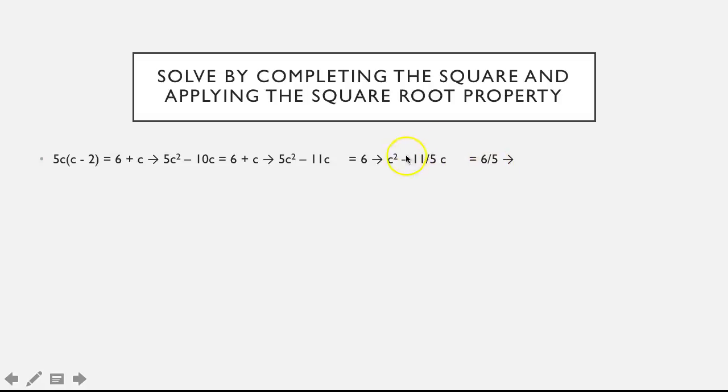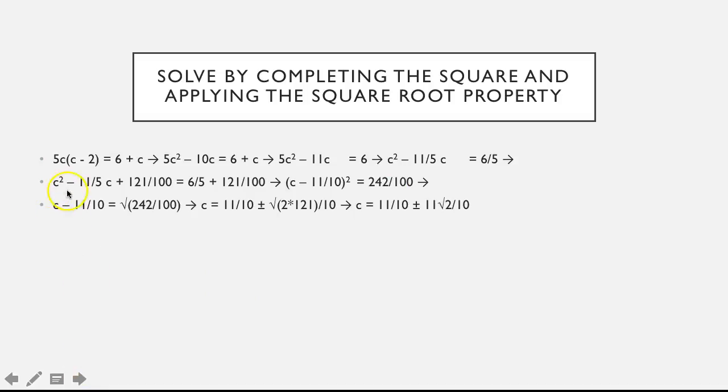Then the completing the square says you need to take the 11/5 and divide it by 2 and square it. And if you take 11/5 divided by 2, you get 11/10. So 11/10 squared is 121 over 100, and you need to add that to both sides of your equation. This part then factors into c minus 11 divided by 10, that power squared. And if you change this to 100, you're multiplying by 20, so you get 120 over 100, and 120 plus 121 is 242 over 100.